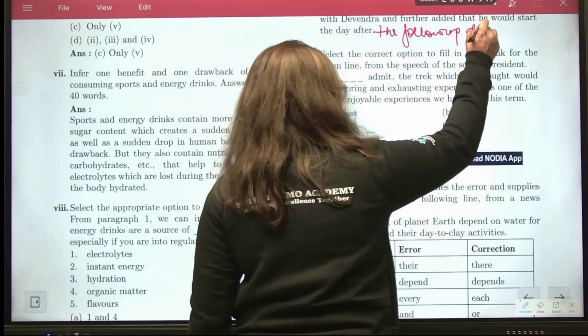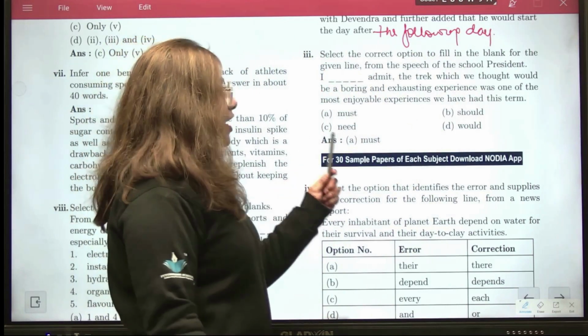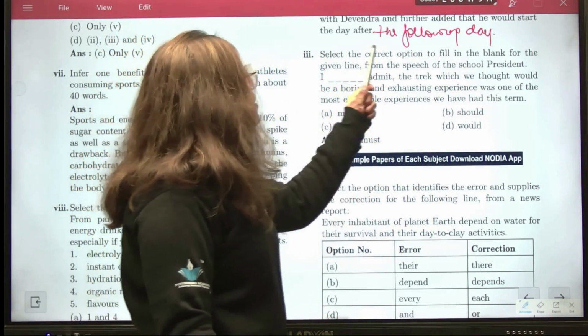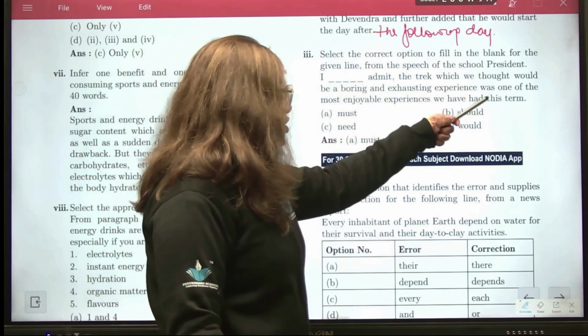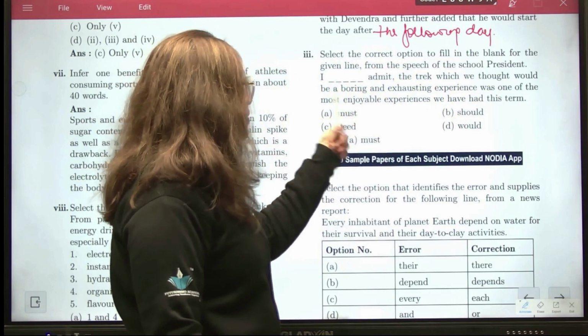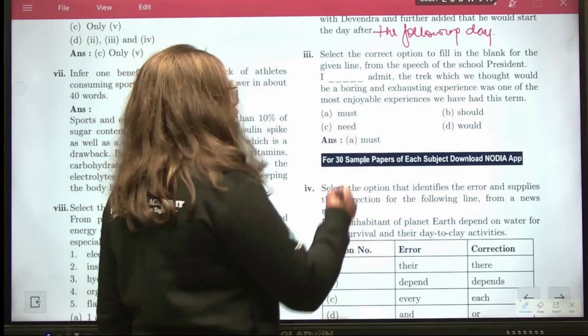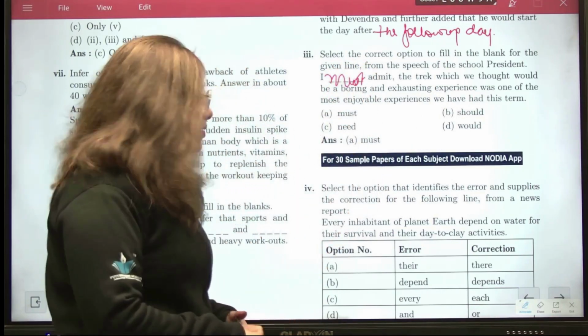Select the correct option to fill in the blank for the given line from the speech of the school president. I dash admit the trek which we thought would be boring and exhausting experience was one of the most enjoyable experience we had this term. Okay, so it will be I must admit. Okay, must is a modal.